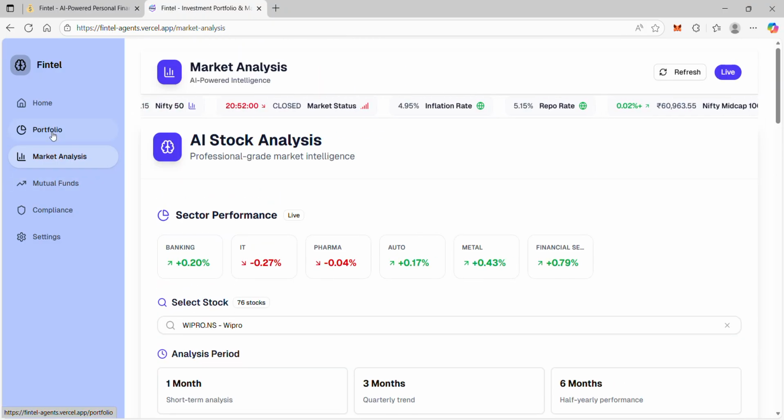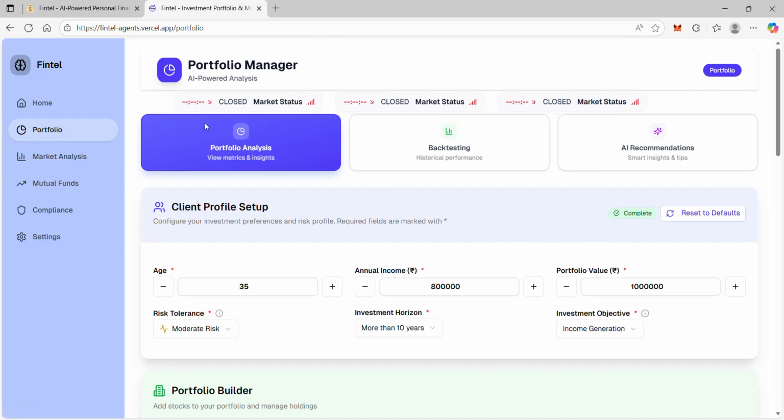Okay, moving on to the next module, that's the portfolio manager. So you're planning to invest in stocks, but you don't know how much you want to invest and what to invest in, and you want to analyze your current portfolio with the help of agents. So what can you do in that aspect?